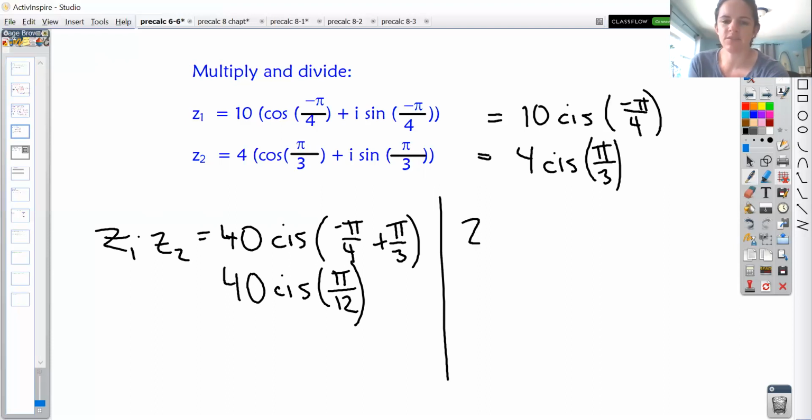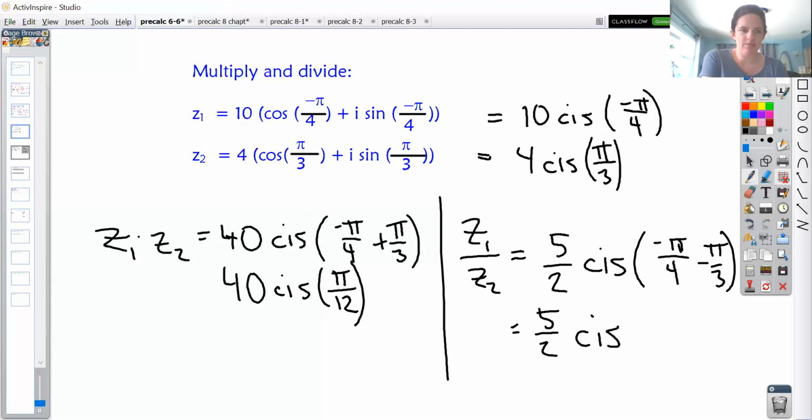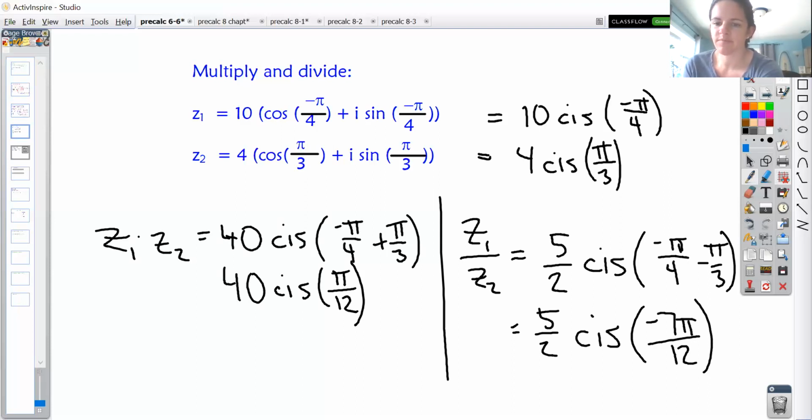If I wanted to divide the two numbers, I would say Z1 divided by Z2 would be 10 over 4, which is 2.5 or 5 halves. And then I would subtract the angles, so negative pi fourths minus pi thirds. And then I'd get 5 halves, cis, again with the common denominator, right? That would be negative 3 pi 12ths minus 4 pi 12ths, and that would be cis negative 7 pi 12ths. Okay, ta-da, moving right on.